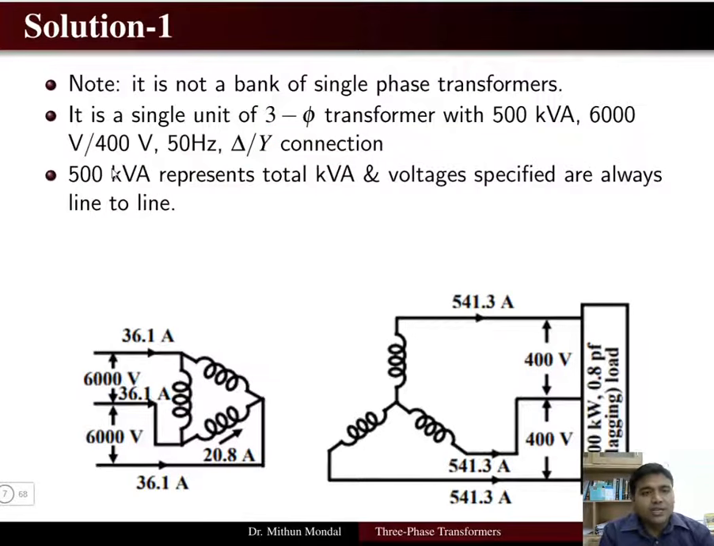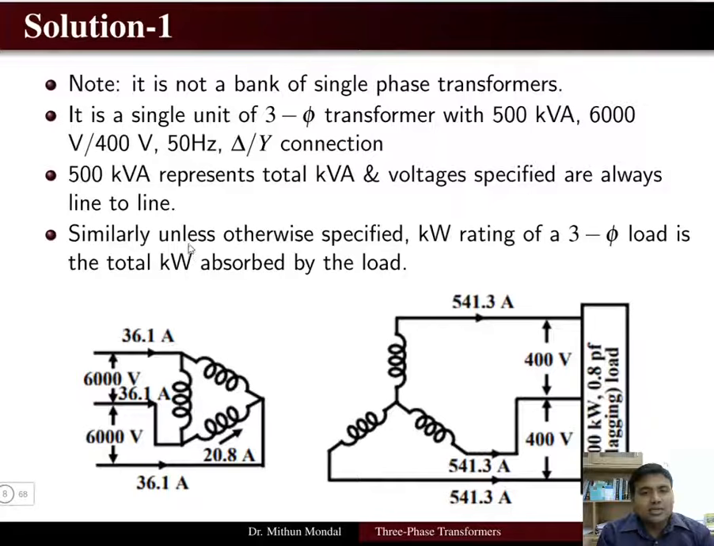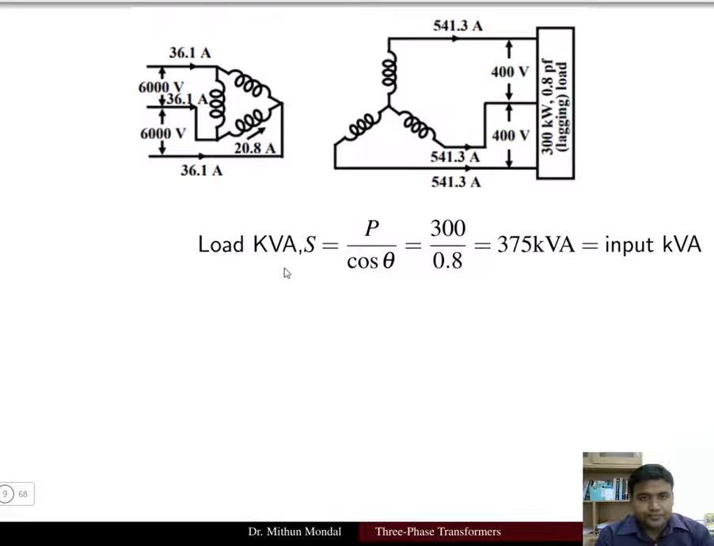It means that the 500 kVA rating given is the total kVA of the three-phase system, and the voltage given, 6000 by 400 volt, corresponds to line voltage. Similarly, unless otherwise specified, the kilowatt rating of a three-phase load is the three-phase figure, so the total kilowatt absorbed by the load is given.